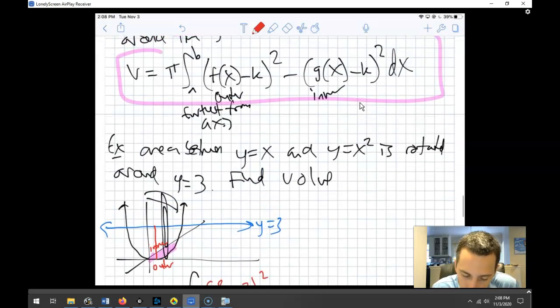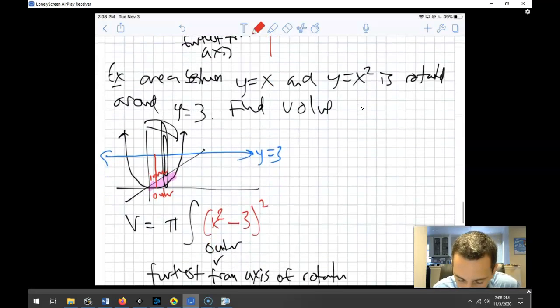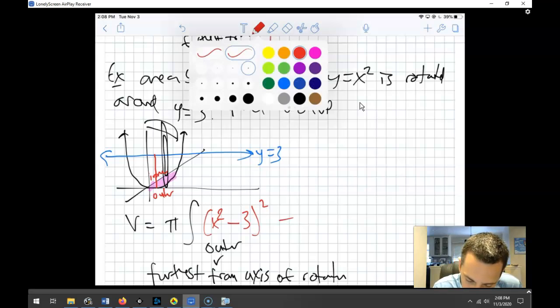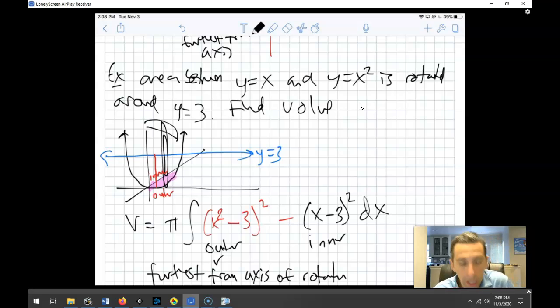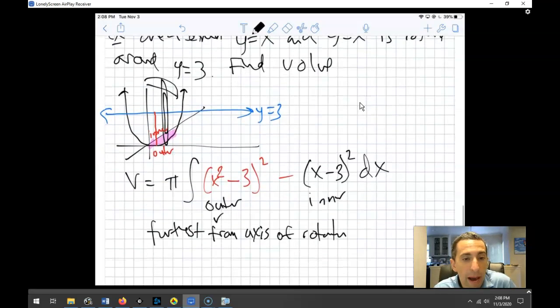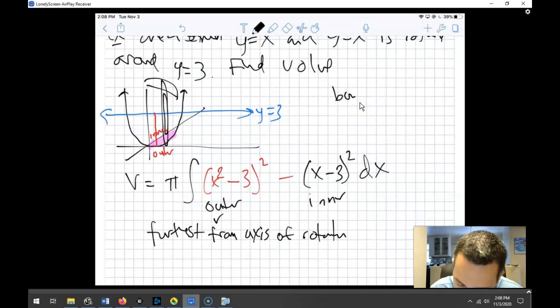I'm just using this formula right here. I'm rotating around y equals 3. And then for my inner radius, my inner is the one that is closer to that blue line. Closer to the blue line is just the line there, so that's x minus 3 squared. Okay. And then as for the bounds here, we're going to have to set these equal.